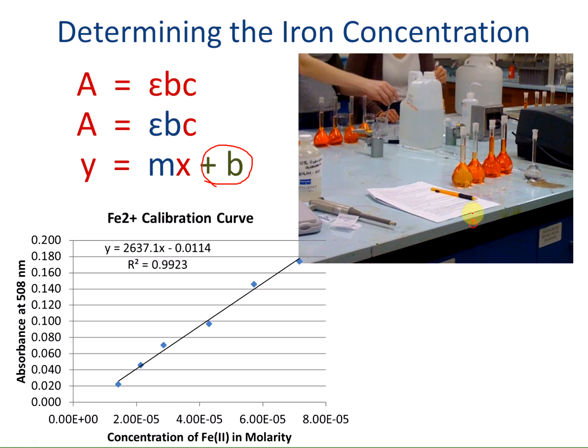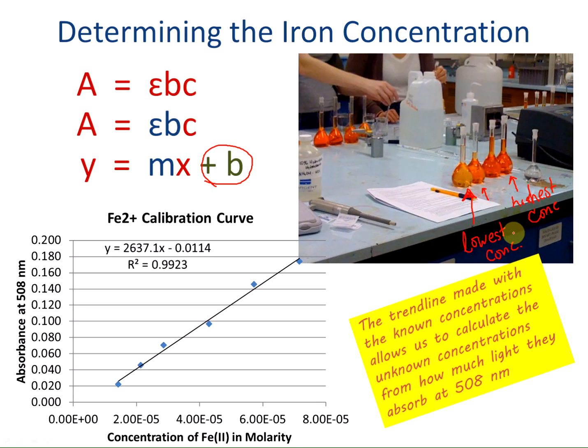So I would expect that this solution here, which is lighter in color, would have the lowest concentration, and here we get a little bit darker, and this last flask is darkest in color, would have the highest concentration. And remember, the more dilute one is going to be less intense in color, so this would have the lowest concentration. The trend line made with the known concentration allows us to calculate the unknown concentrations from how much light they absorb at 508 nanometers.